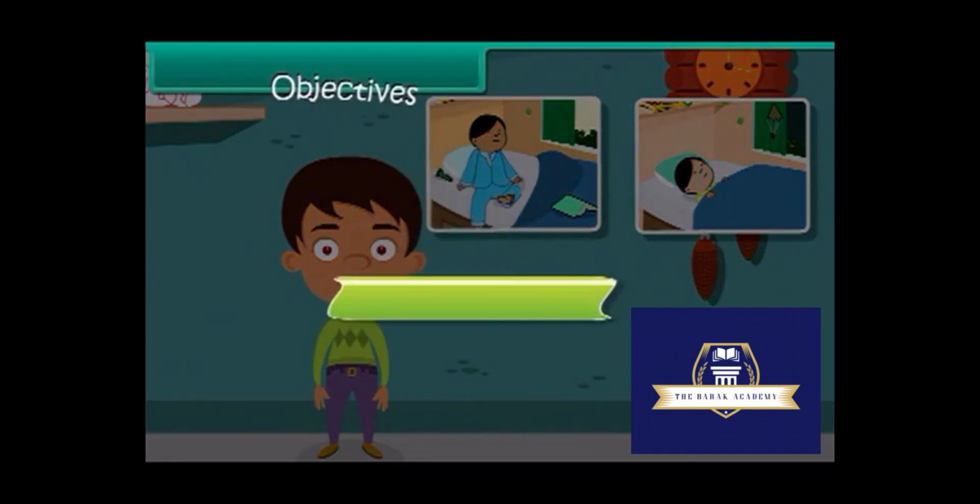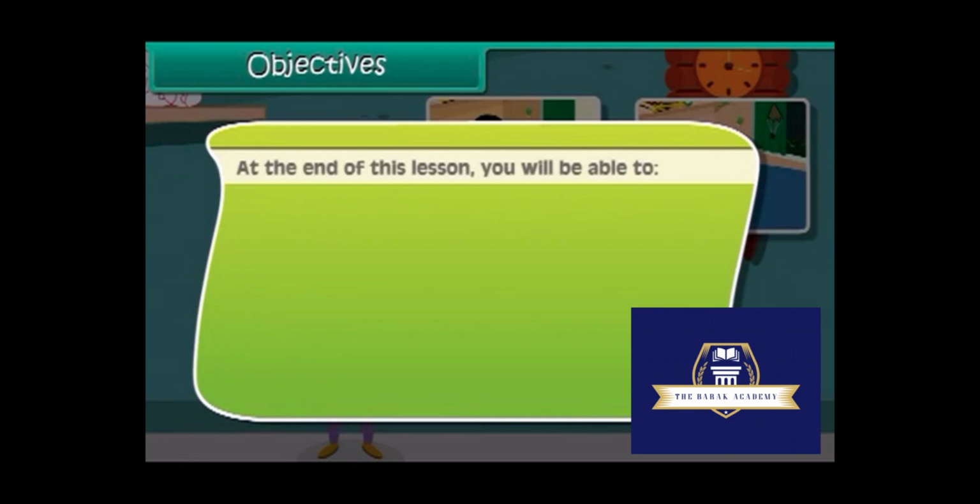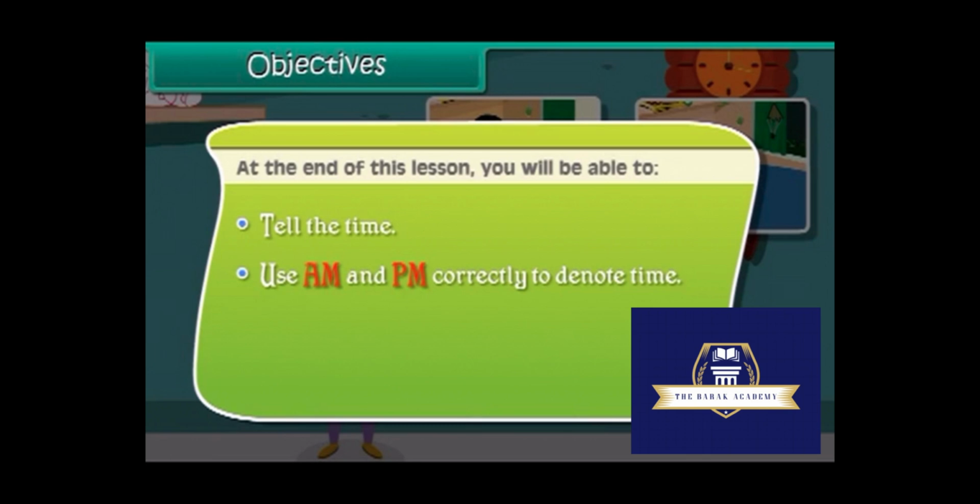Objectives. At the end of this lesson, you will be able to tell the time, use AM and PM correctly to denote time, list facts on time, solve time problems.